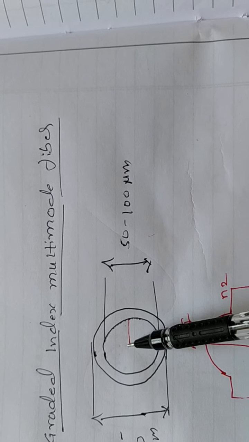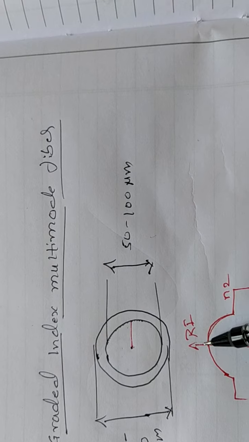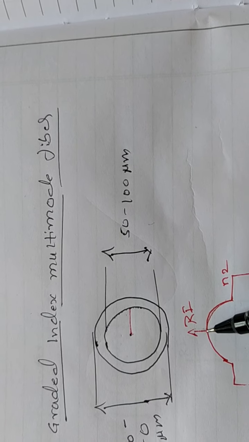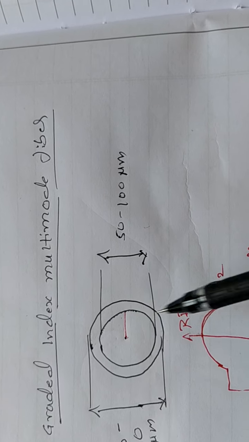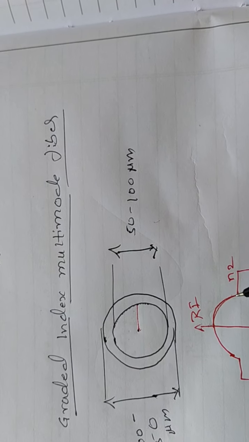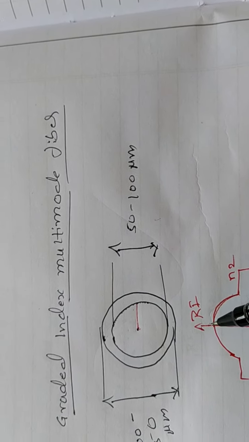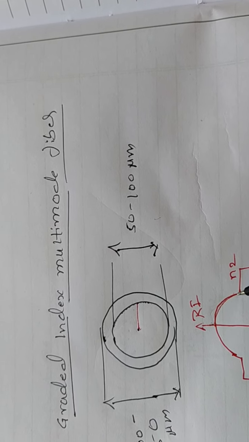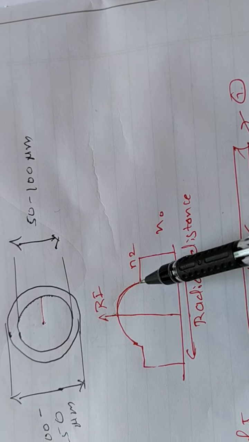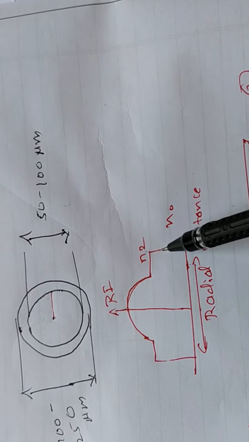At the center, that means at the optical fiber axis, it is maximum. Then gradually it decreases towards the edge of the core. It is subjected to variation. At the center it is maximum, gradually it decreases towards the edge, and it reaches minimum at the core cladding interface. But the cladding has got uniform refractive index.